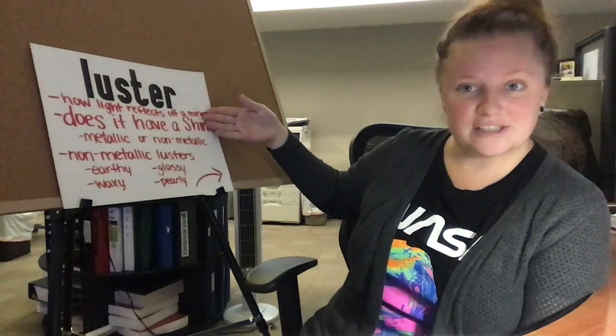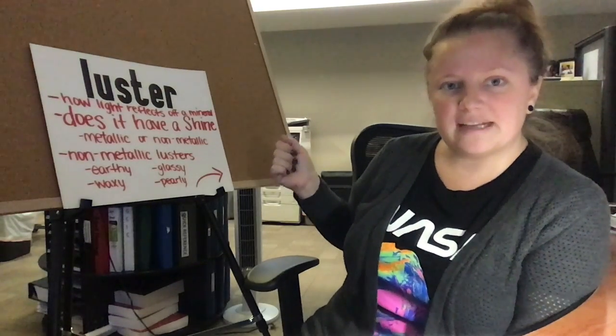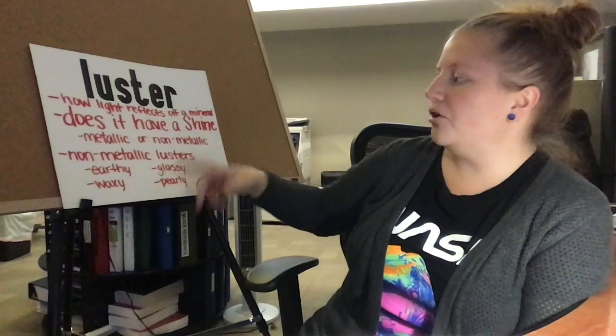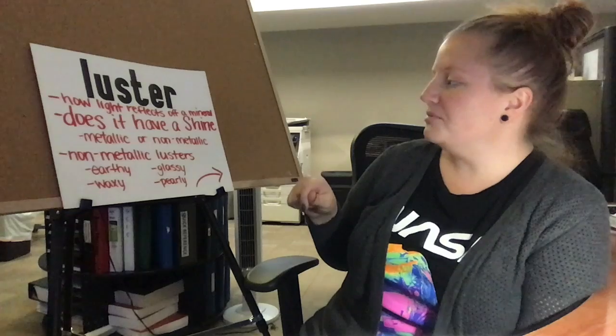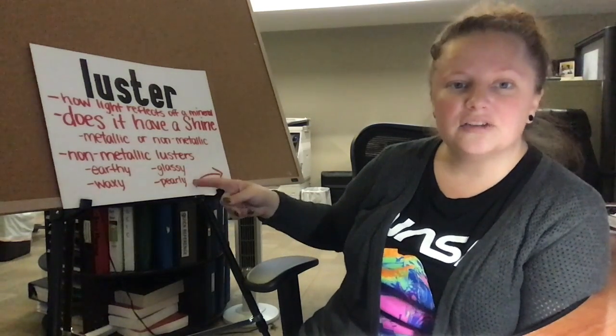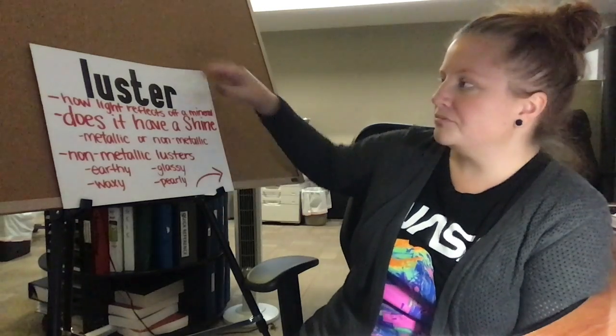Next, we have luster. Luster is how light reflects off of a mineral. Does the mineral have a shine? Is it metallic or non-metallic? And descriptions for non-metallic lusters might be earthy, waxy, glassy, or pearly.